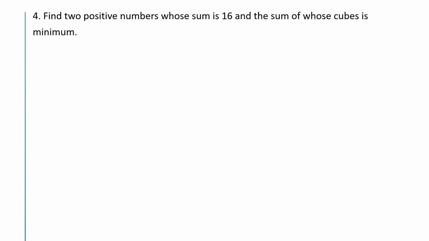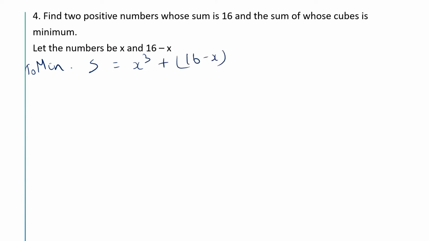Next question, find two positive numbers whose sum is 16 and the sum of whose cubes is minimum. So here we have to find two positive numbers whose sum is 16. It means one number is x and the other number is 16 minus x, and we have to find the sum of their cubes should be minimum. So here to minimize, s is equal to x cube plus 16 minus x the whole cube.